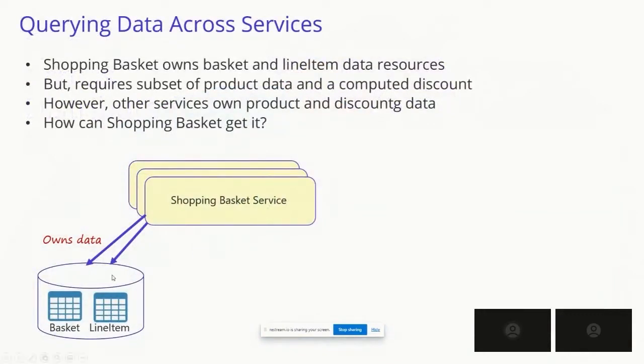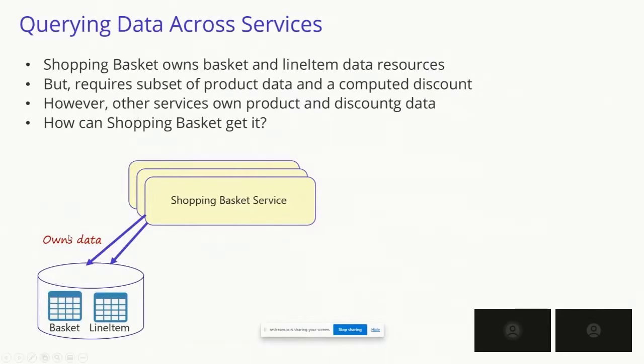Here's an example. Let's think about the shopping basket service. What does it own? Its data store is pretty much the system of record for shopping basket data, and probably line item data. It owns that data. But here's the problem. In order to add an item to the basket, the shopping basket service needs to know a couple of things. It needs to know information about a product, and it also needs to calculate a discount price for a customer.